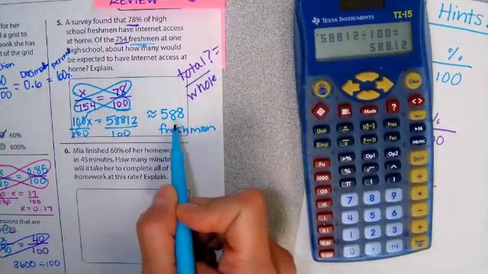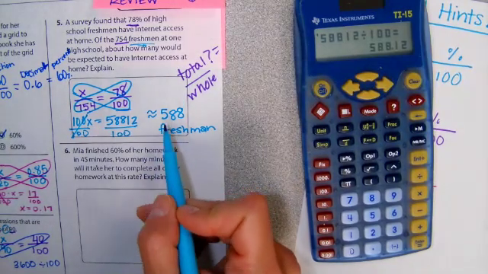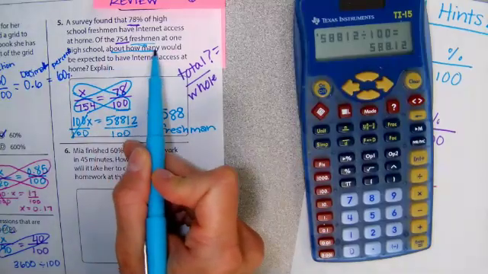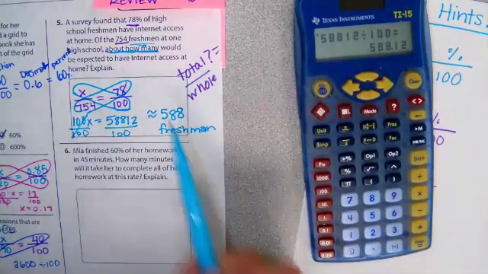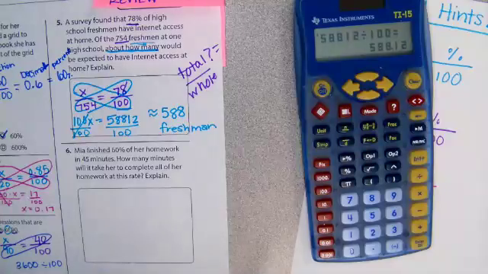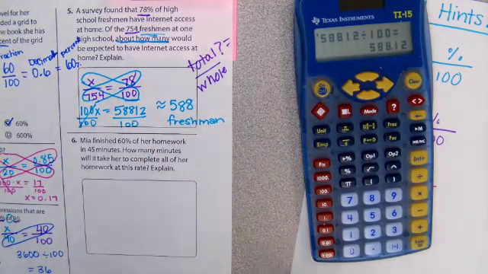So that's kind of what we're looking for here. It depends on what kind of a test you're doing. But when it says about how many, that's asking you to round it, because you're talking about something like people, and you can't have half of a person or 0.12 of a person. Okay, next, number 6. Let's keep rolling.